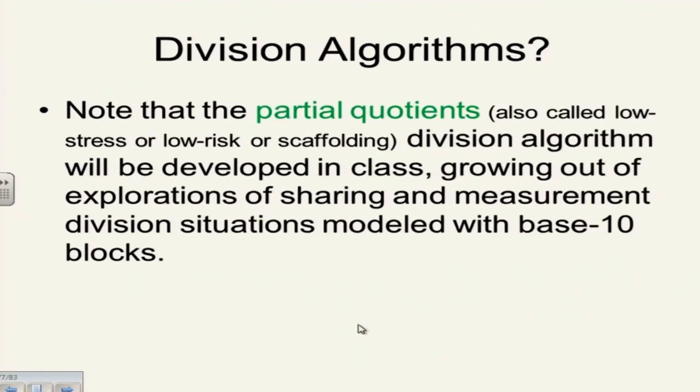So again, the partial quotients is probably one that will be emphasized quite a bit, sometimes just to make the point that it is a nicer algorithm that doesn't cause kids problems. We call it low stress or low risk, and in some books it'll be called the scaffolding algorithm. But it really is a partial quotient, very similar to what you do with partial products and partial sums and the other algorithms in the other operations.